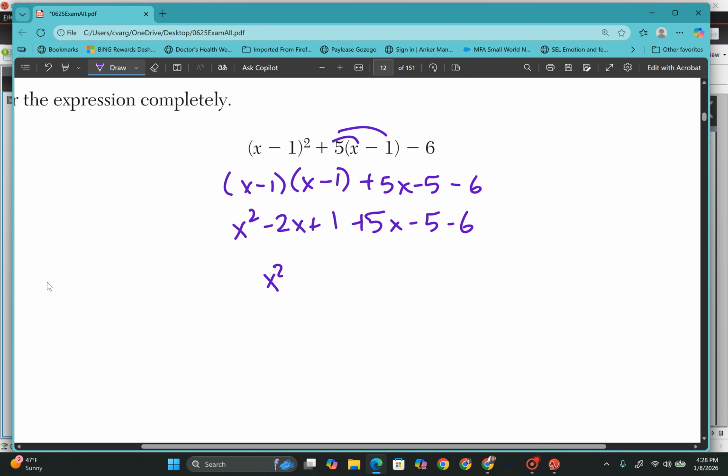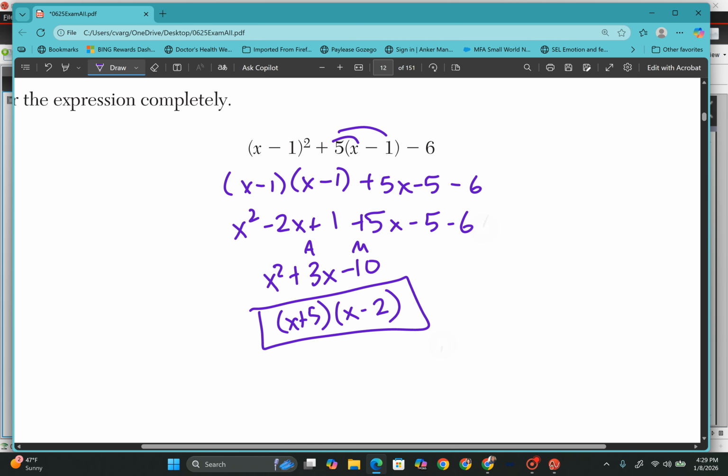We're going to combine like terms here. So you get x squared plus 3x, and this is going to be minus 10. And we are going to double bubble this. So all I did is combine like terms. So do that yourself. And we're looking for two numbers that add to give us 3 and multiply to give us negative 10. So 5 and 2, x plus 5 and x minus 2. And that is our answer. We factored it completely.